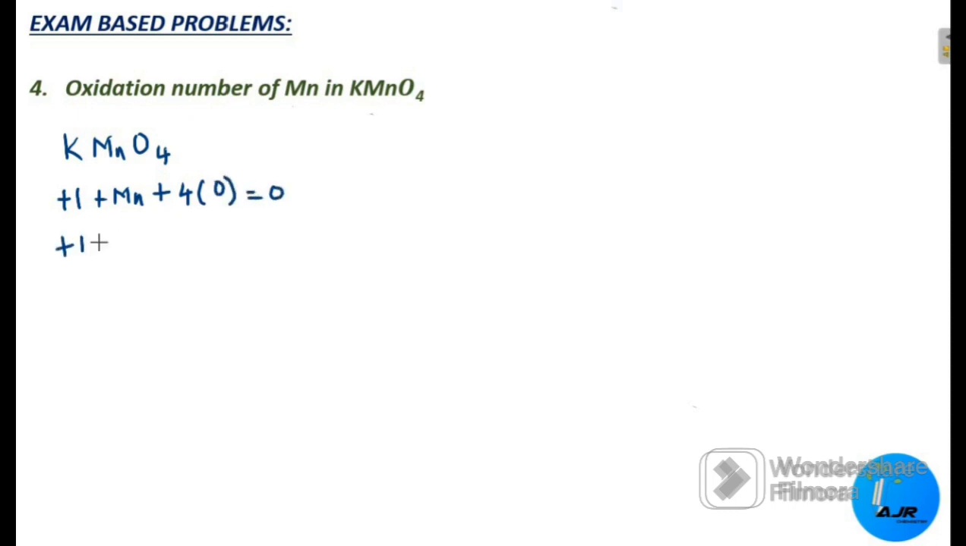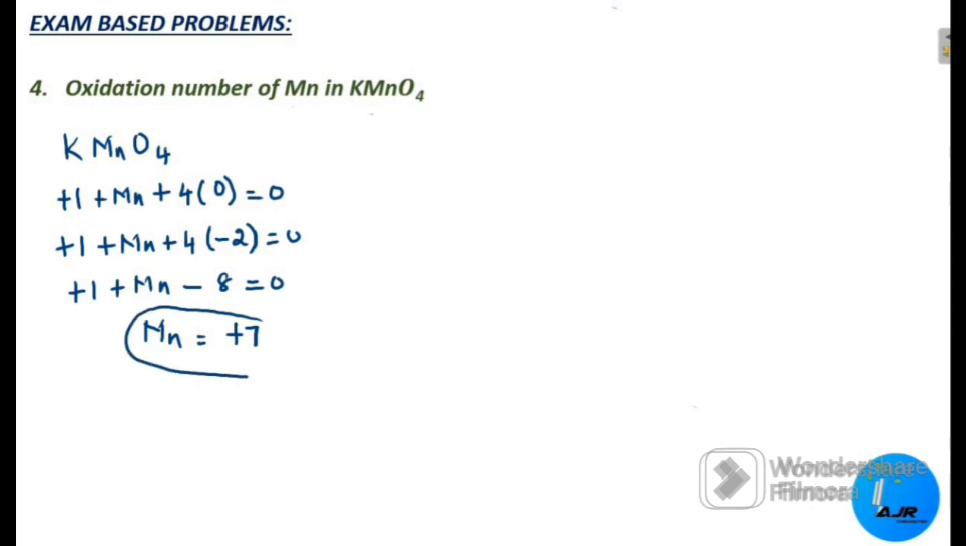So plus 1 plus Mn plus 4 into minus 2 is equal to 0. So plus 1 plus Mn minus 8 is equal to 0. So Mn is equal to plus 7. So the oxidation number of manganese in KMnO4 is found to be plus 7.